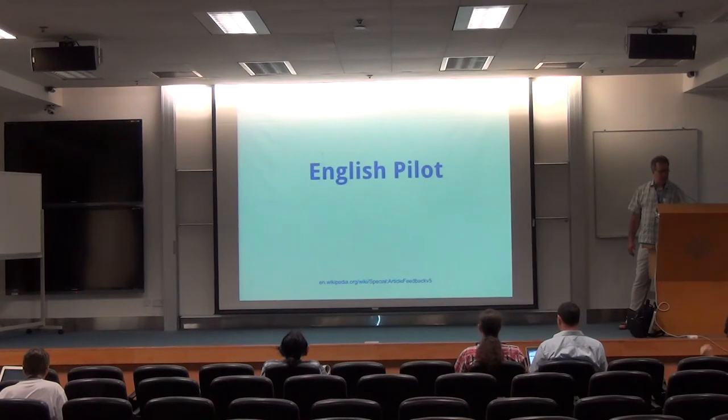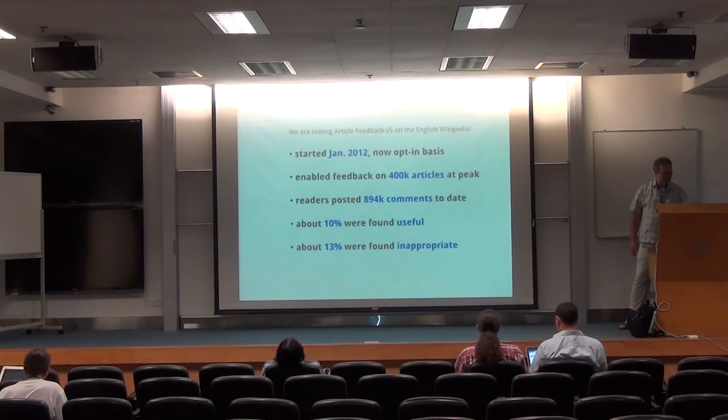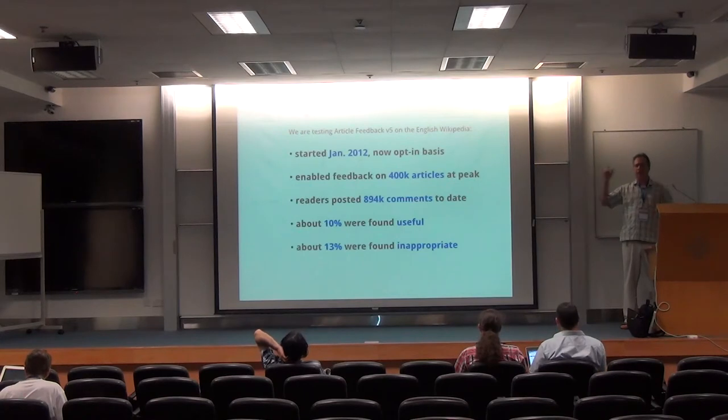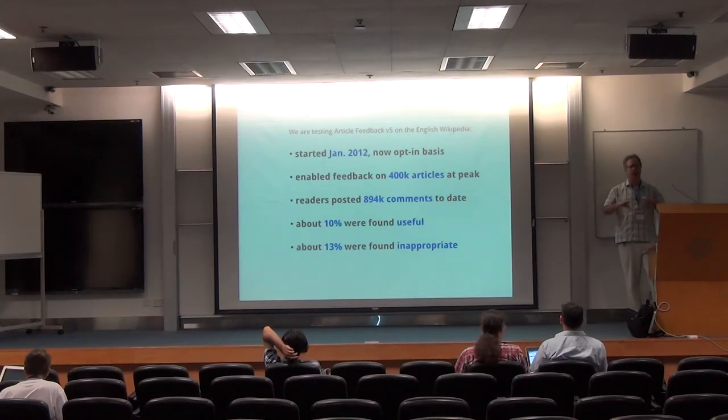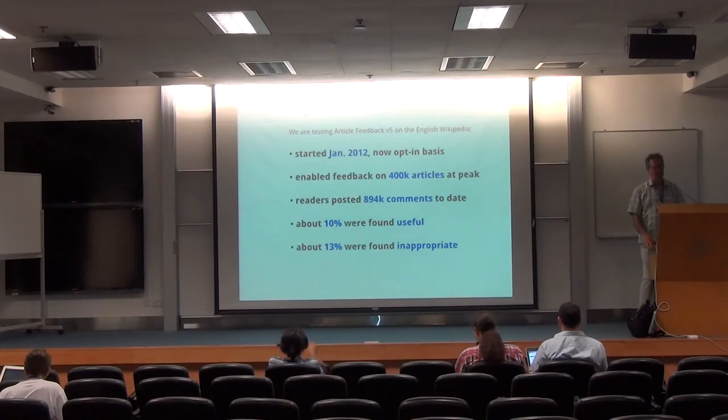Okay, let's talk quickly about the pilots. I will tell you about the English pilots, and then I'll ask our partners at the French and the German Wikipedia to tell you about their findings. So on the English Wikipedia, we started in January 2012. Sometime in June of 2012, we expanded the range of comments to be on 10% of the English Wikipedia. And we did that all the way up until March of 2013. Since then, instead of making it automatically available at 10%, at the community's request, we've made it available on an opt-in basis. So any editor who wants feedback can turn it on for their article.